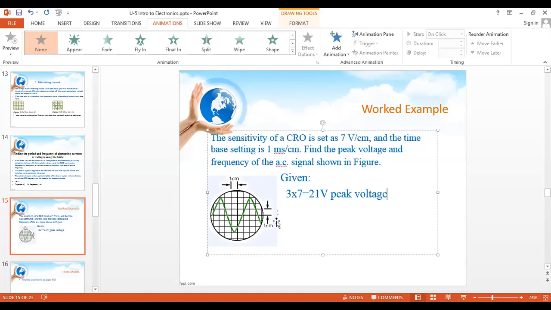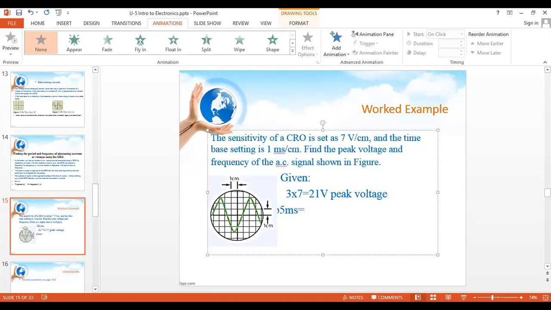It says 1 millisecond per centimeter, right? So let's count over here: what is the distance between peak 1 and peak 2? How many squares do we have? 1, 2, 3, 4, 5. We have 5 squares between them. So that means our period is going to be 5 milliseconds.